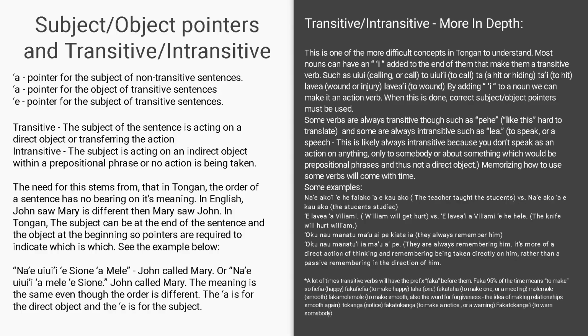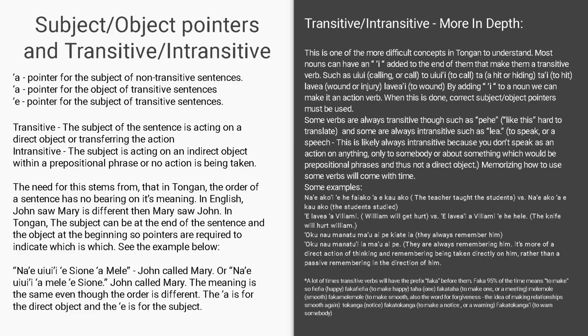We'll go to the next one. Alright, subject and object pointers and transitive intransitive sentences. So this is, for me, one of the most difficult things to understand, and still, to this day, it's hard to explain, but let's go ahead and take a look. So subject object pointers, we've talked about the pointers. A is a pointer for subject of non-transitive sentences, and it's also the pointer for the object of transitive sentences, and then e is pointer for subject of transitive sentences.